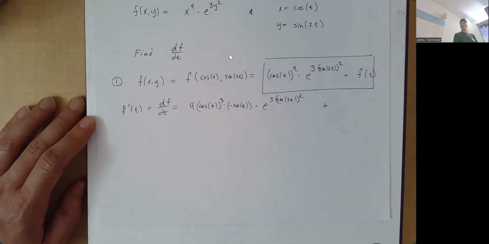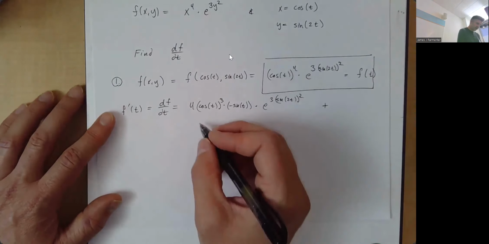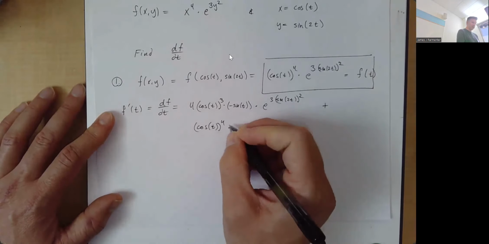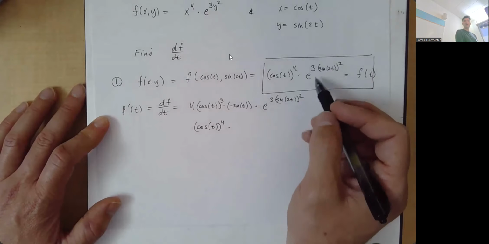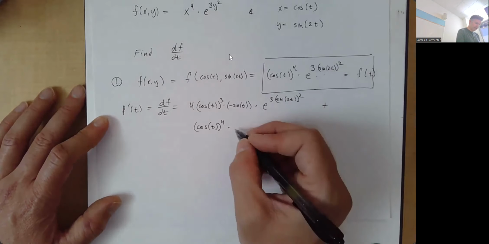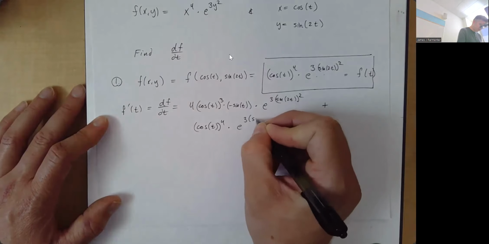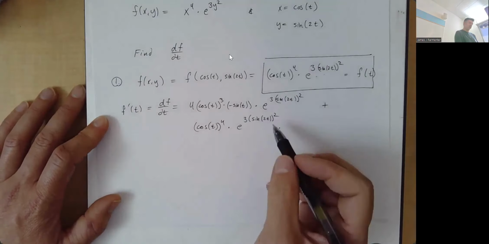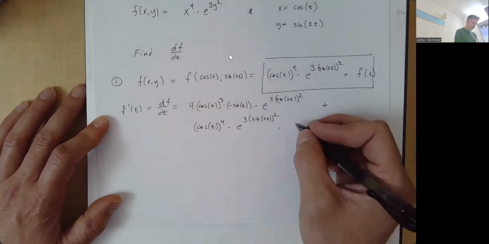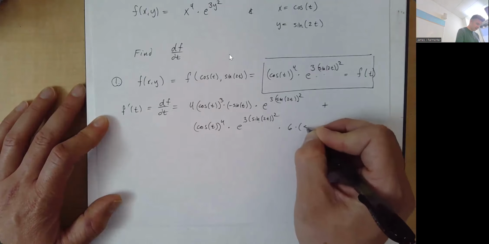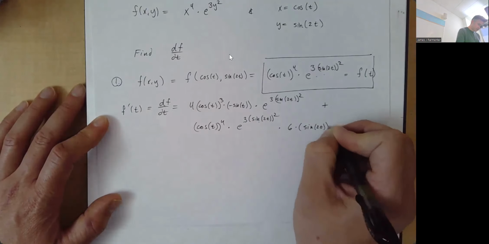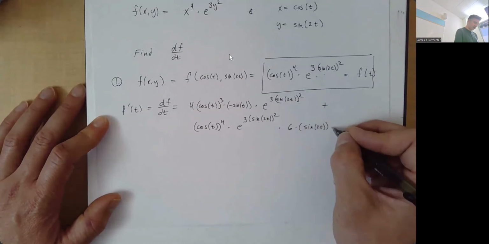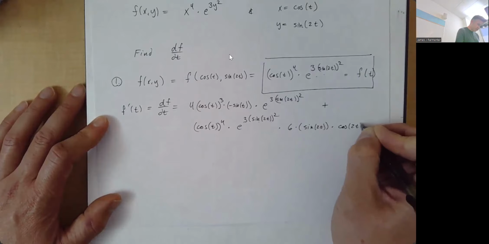plus, now we switch it up. We leave the first part alone, cosine of t to the 4th, times the derivative of e to the stuff, which is e to the stuff times the derivative of the stuff. So we're going to get e to the 3 sine of 2t squared times the derivative of all that. So the derivative of 3 times something squared is going to be 6 times that something to the first power, which I'm not going to write, times the derivative of that something. The derivative of sine of 2t is cosine of 2t times 2.